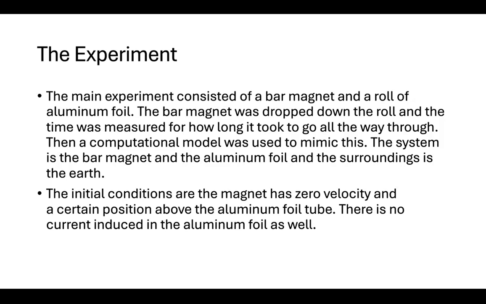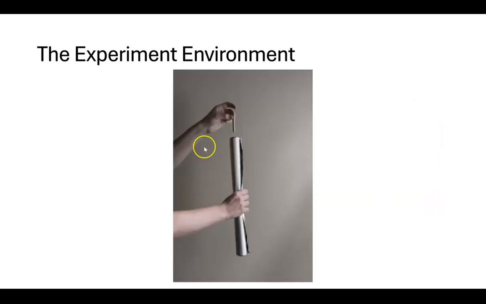The system is the bar magnet and the aluminum foil, and the surroundings is the Earth. The initial conditions are the magnet has zero velocity in a certain position above the aluminum foil tube. There is no current induced in the aluminum foil as well. So here's the experiment: aluminum foil, the magnet just falling down.